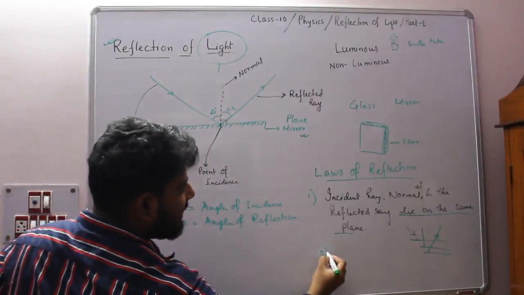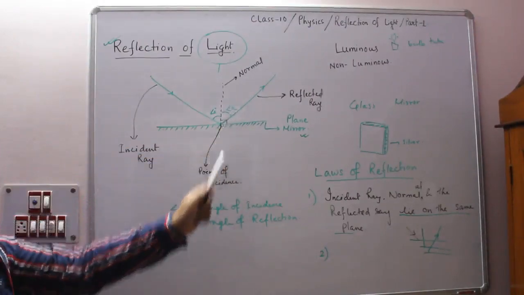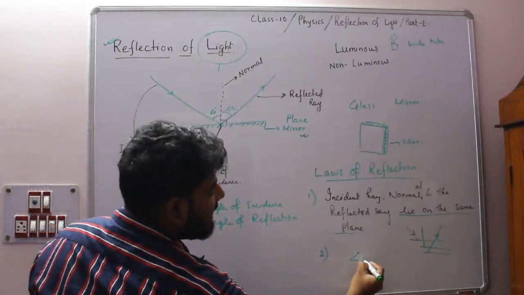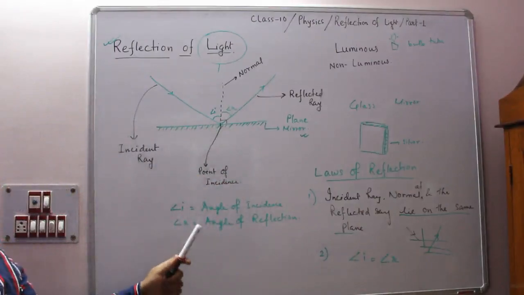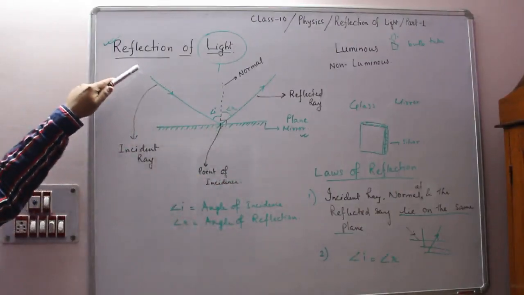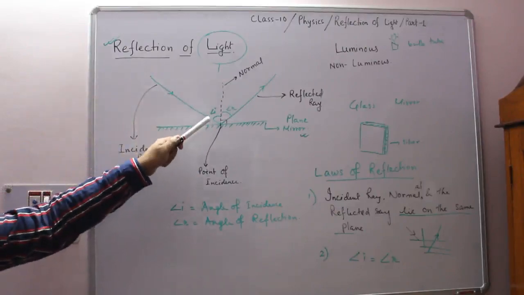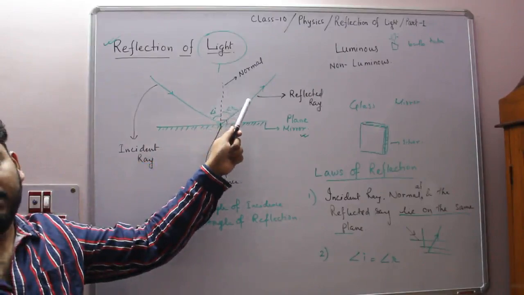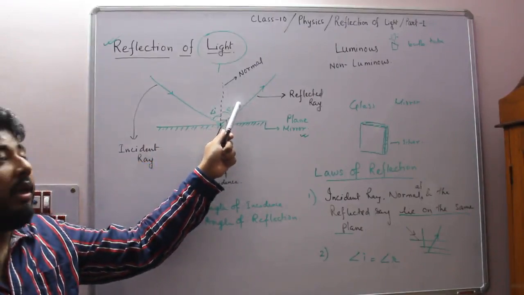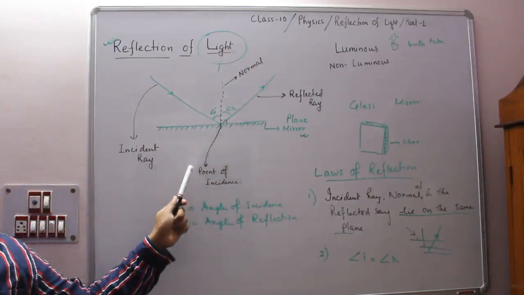And the second law says the angle of incidence equals the angle of reflection. So that means angle I equals angle R, that you have already got. Suppose you have thrown a light here and the angle with the normal is 30 degrees. So the angle of reflection will also be 30 degrees. If it is 45, it is also 45. In this way, it is the same.